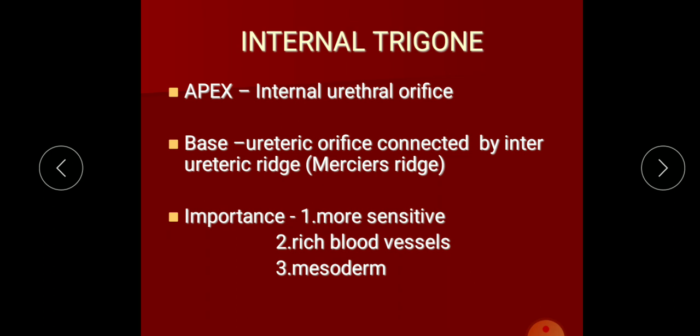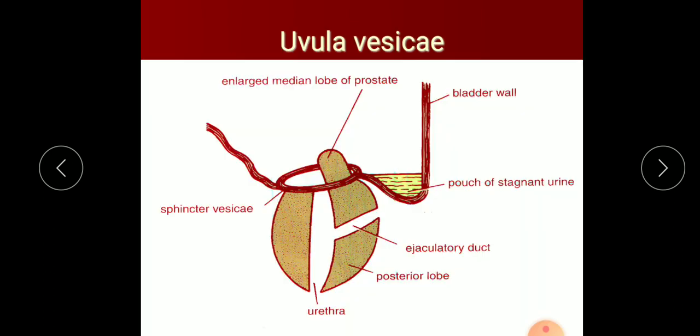One more thing is that the mucosa in the internal trigone is very much attached to the muscular wall. Why? Because the intervening submucosa is absent. This much you should know and remember about the internal trigone.